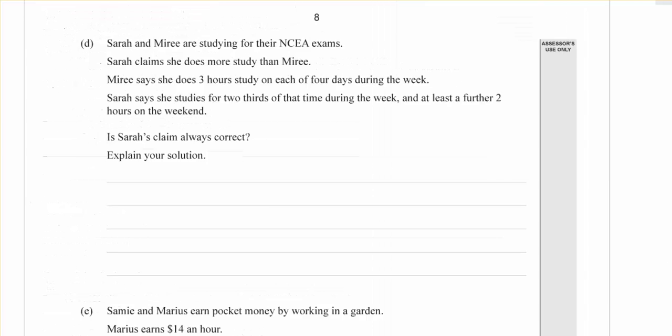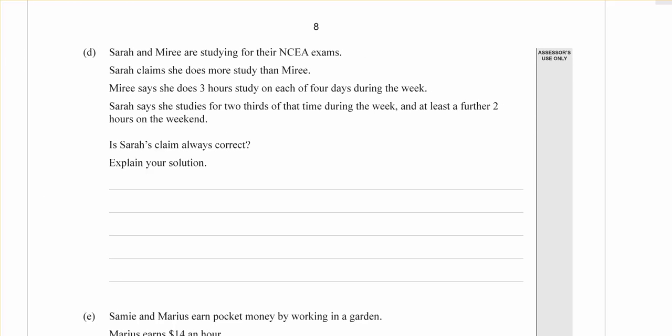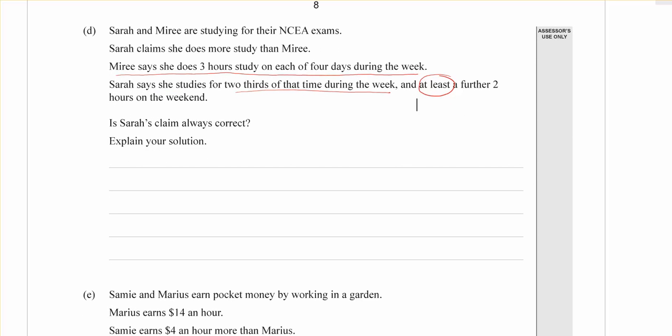Right, let's have a go at part D. Once again, you can pause and have a go yourself. Marie says she does 3 hours study on each of 4 days during the week. Sarah studies for 2/3 of that time during the week and at least a further 2 hours on the weekend. And Sarah's claim is that she always does more than Marie, so that's the claim we're going to check.